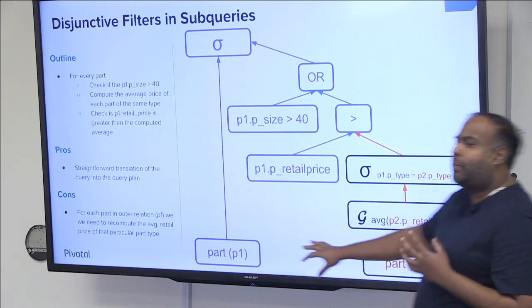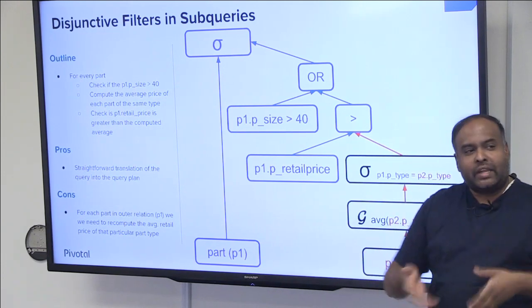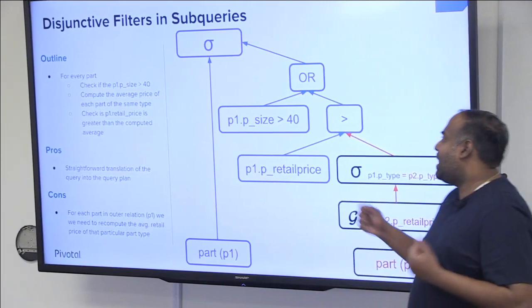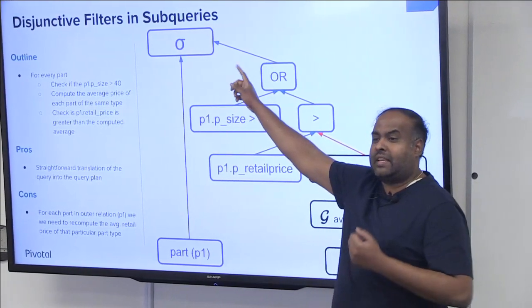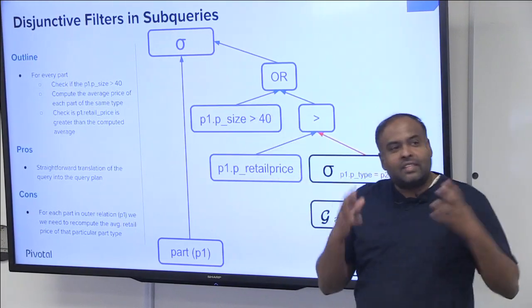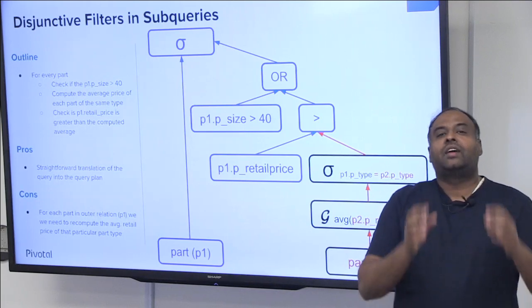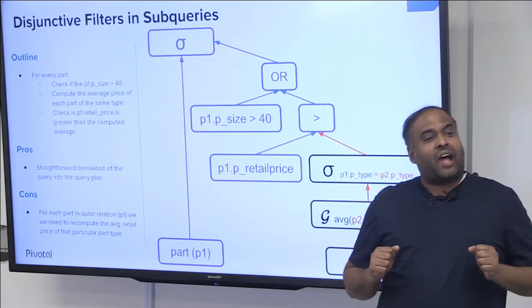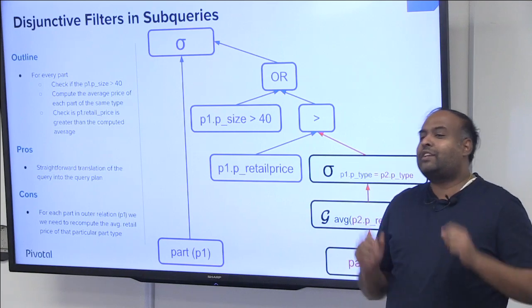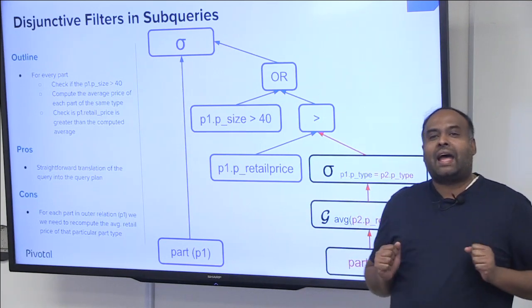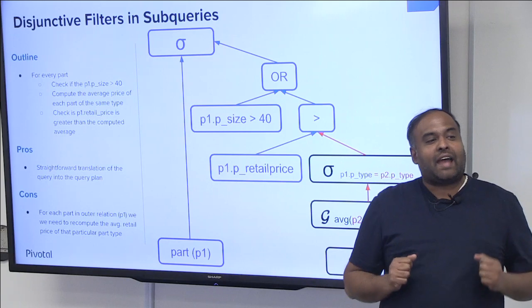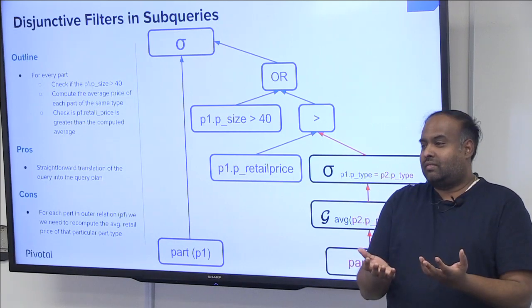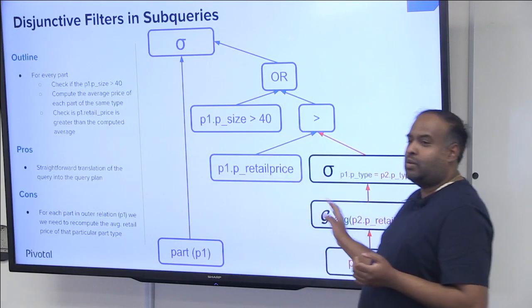So you have this blue part, which is the outer. You read all of the parts, and then you check, this sigma is the select, and you say, is the part size greater than 40? If the part size is greater than 40, I then ask, what is your part type? Based on your part type, I'm going to find out the average price. And once I get the average price, I check my condition. So I have this OR between these two predicates.